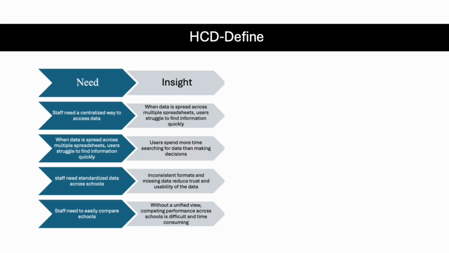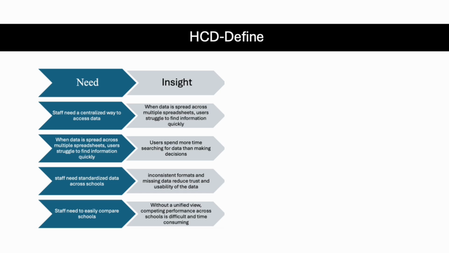Secondly, in the HCD define phase, from our research and conversations with NMC, a few clear needs started to stand out. First off, staff need a centralized way to access data because it's spread across multiple spreadsheets and systems, which makes it difficult to quickly find what they need. We also saw a strong need for standardized data across schools, because without consistent formats it becomes challenging to trust the data and make meaningful comparisons. Finally, staff need an easier way to compare performance across schools.